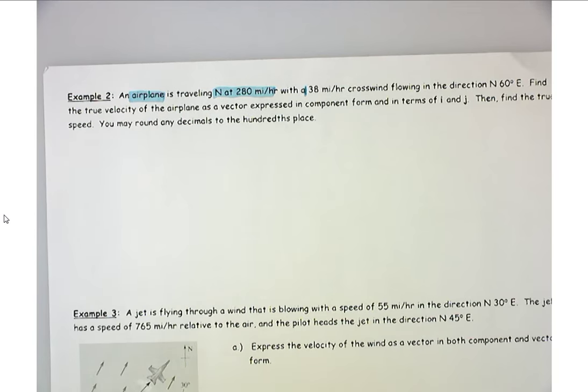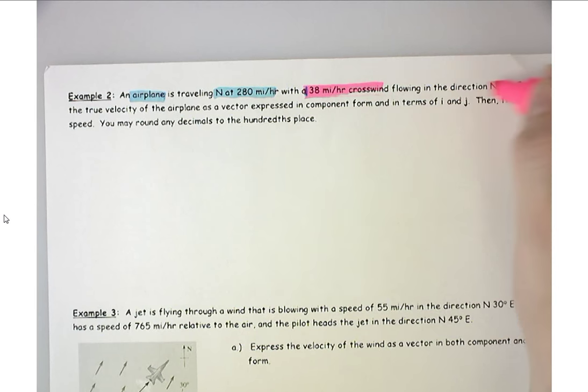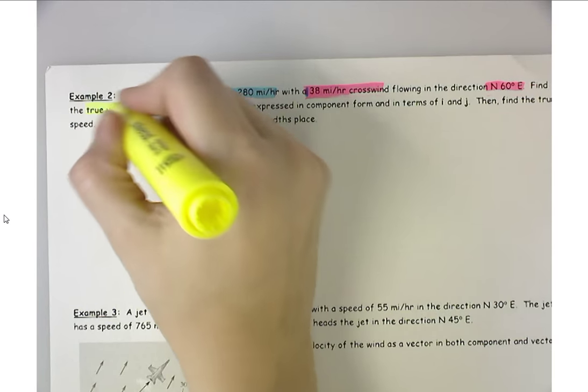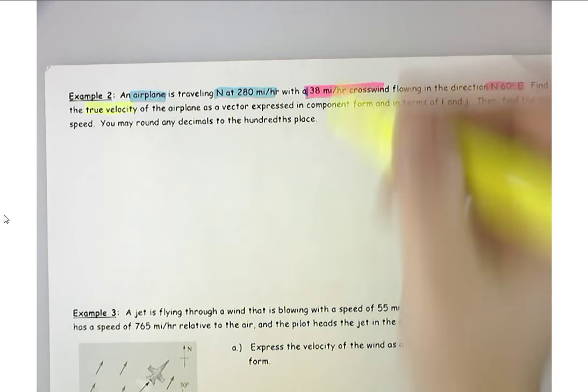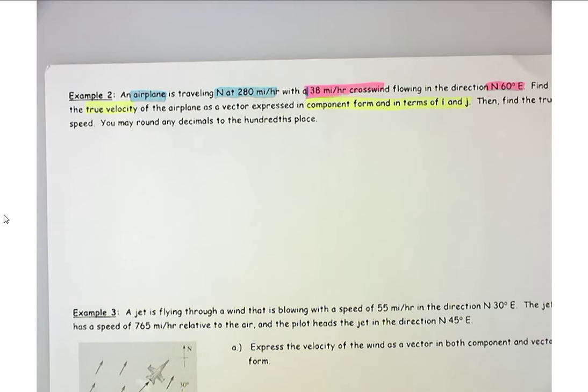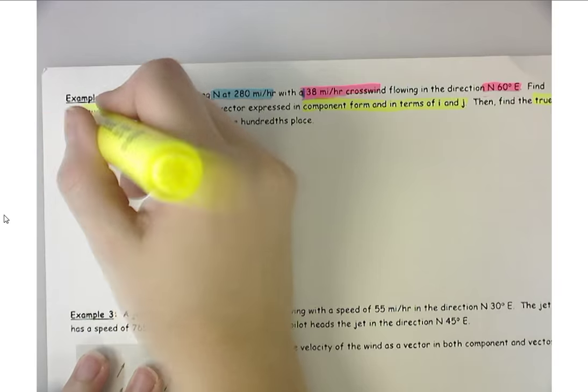Okay, so an airplane is traveling north at 280 miles an hour. And then I'll give this a different color. And then it has a 38-mile-an-hour crosswind that's flowing in the direction north 60 degrees east. What we have to find is the true velocity of the airplane as a vector expressed in component form and in terms of i and j. Then we're going to find the true speed. Okay, and then you can round any decimals to the hundredths place.